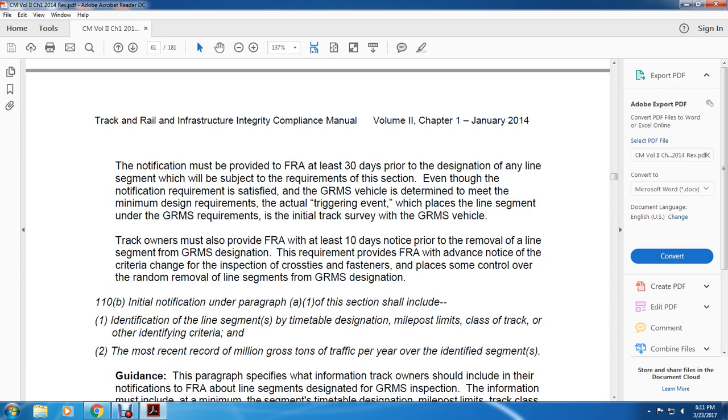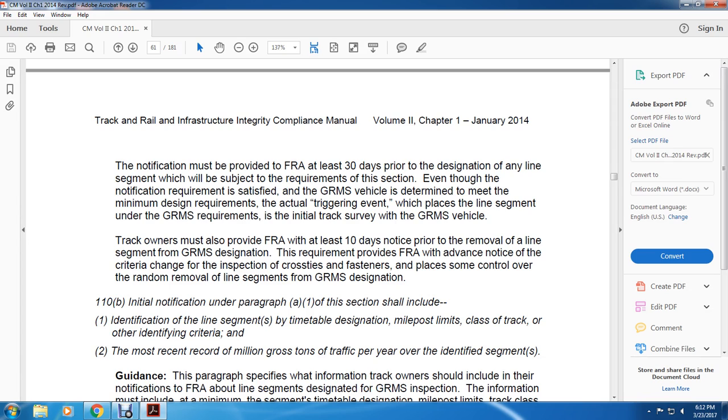The notification must be provided to the FRA at least 30 days prior to the designation. Any line segment will be subject to the requirements of this section, even though the notification requirement is satisfied, if the gauge restraint measurement system vehicle is determined to meet the minimum design requirements. The actual triggering event that places the line segment under the gauge restraint measurement system requirement is the initial track survey of the gauge restraint measurement system vehicle. The track owners must also provide the FRA with at least 10 days notice prior to the removal of the line segment from the gauge restraint measurement system designation.